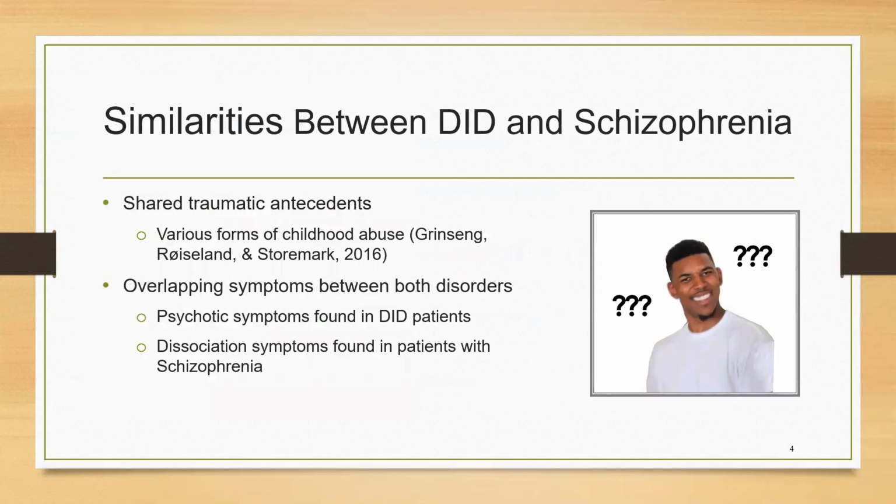Now, similarities between DID and schizophrenia. They share traumatic antecedents in various forms of childhood abuse. There are also overlapping symptoms between both disorders that studies have found: schizophrenia has certain dissociative symptoms and DID has certain schizophrenic symptoms.